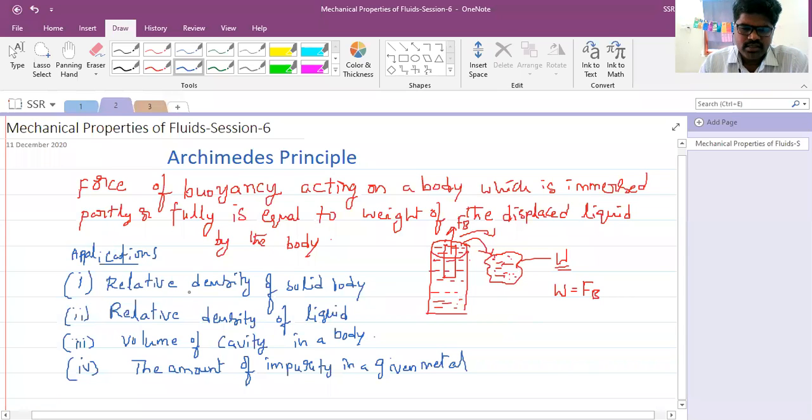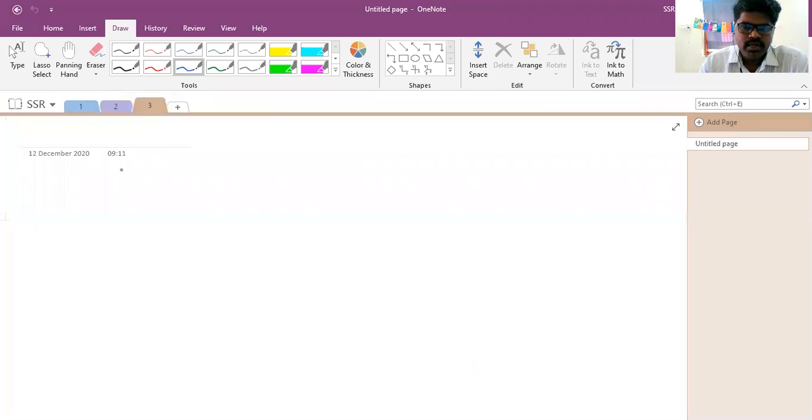Now, applications: relative density of a solid body, relative density of a liquid, that means an unknown liquid other than water, volume of cavity in a body, then amount of impurities in a given metal. So now we'll go for the first application, relative density of a solid body.